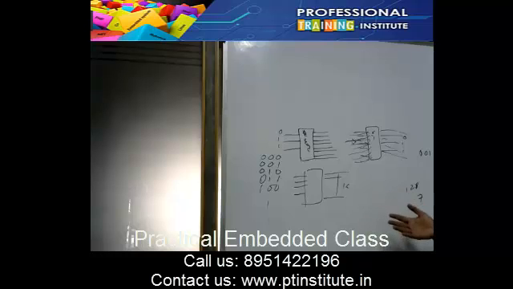128. Why? How many output lines will I get? If I have 128 inputs, how many lines will I get on this side? 7 lines. Okay, why 7? 128 inputs, so why do I get 7 lines here? 2 power 7. 2 power n.